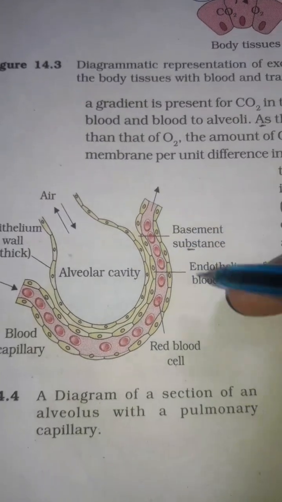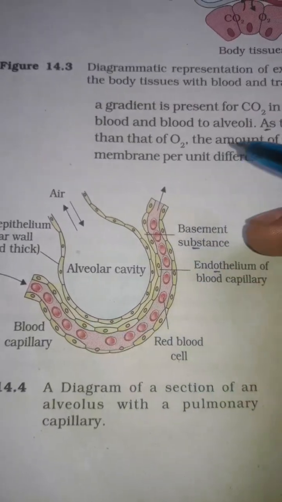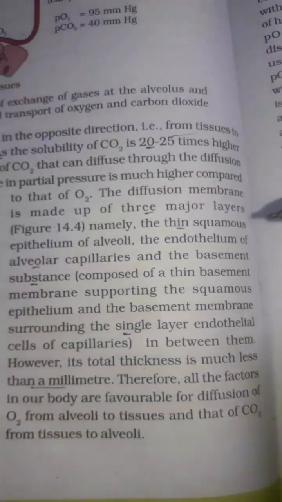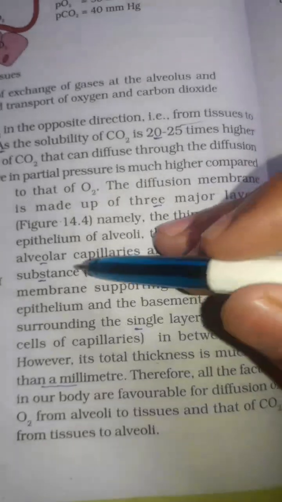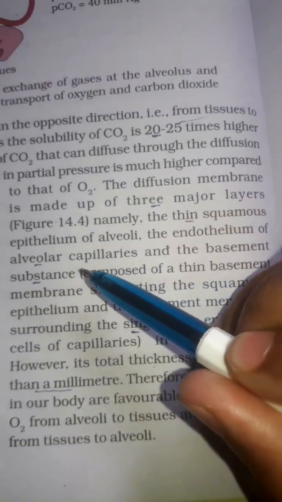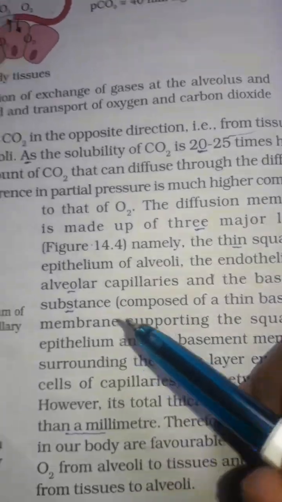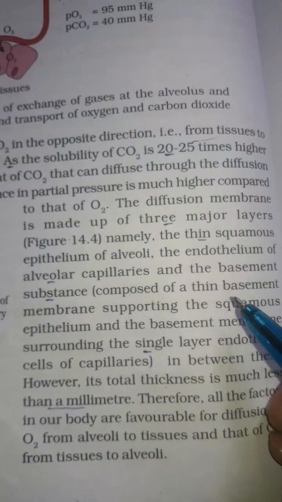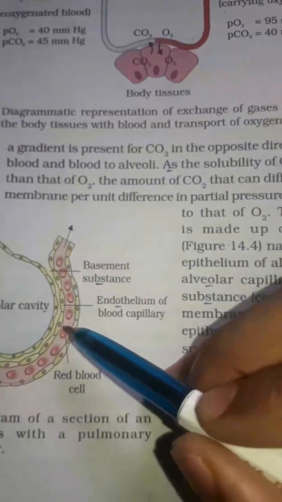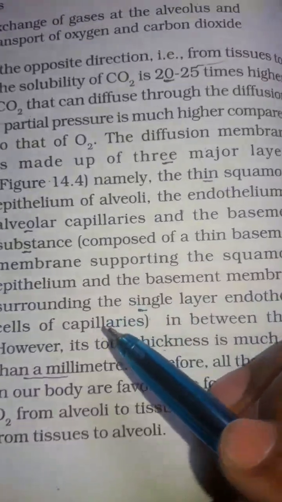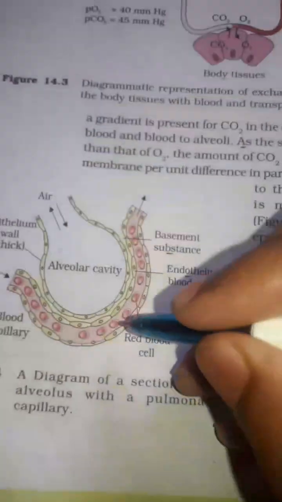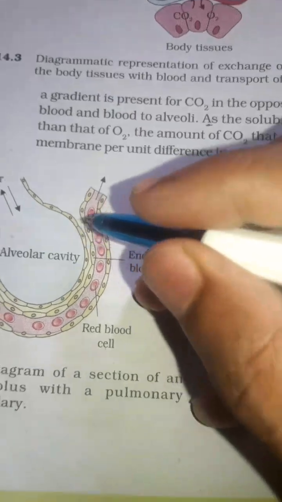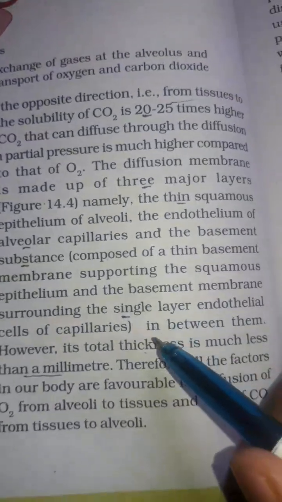That is this one, the pulmonary capillary, endothelium of blood vessels. And the third is the basement substance. This basement substance is composed of a thin basement membrane itself. There is a thin basement membrane supporting the squamous epithelium above it, and the basement membrane surrounding the single layer of endothelium cells of capillaries. This layer is a single layer, and it's supported by this basement membrane.